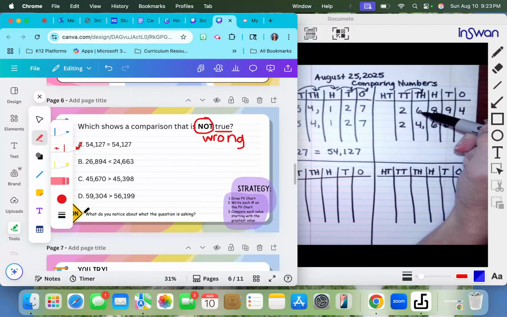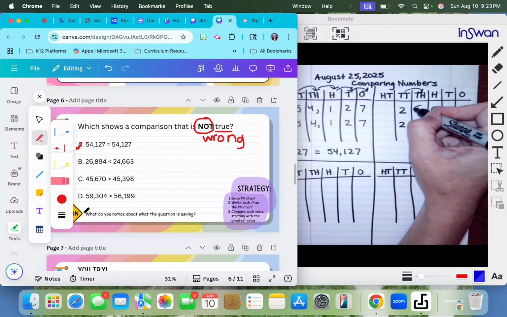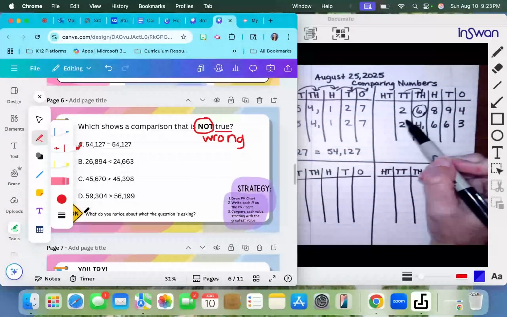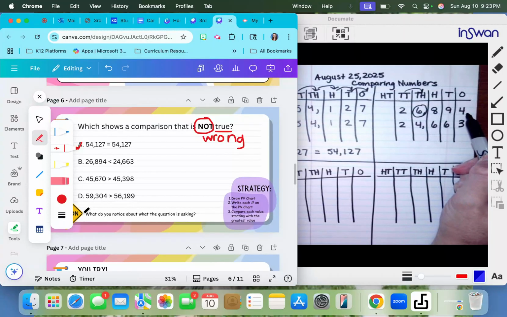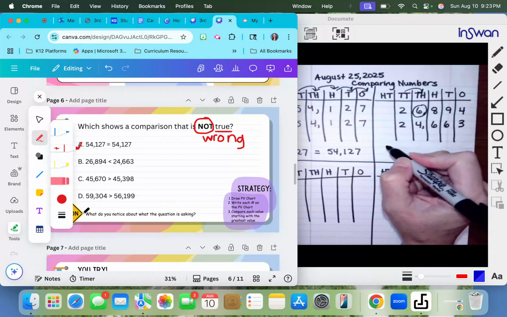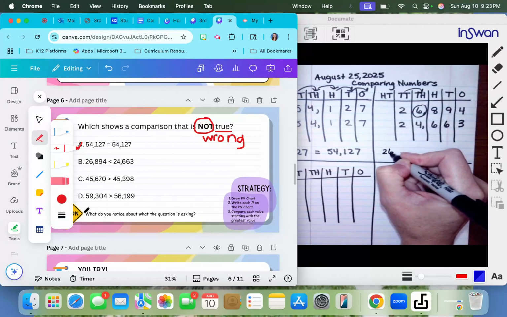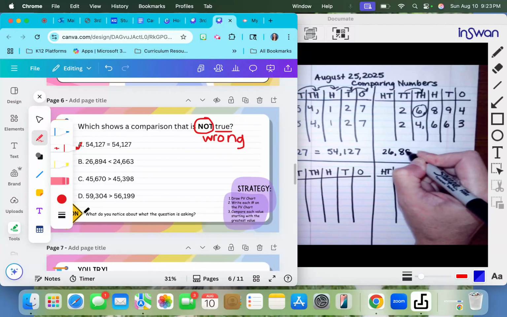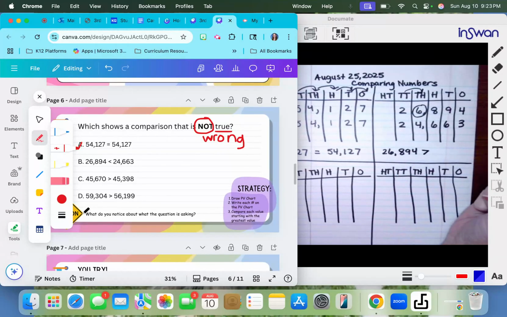Okay. Here I have a 6,000 and a 4,000. Those values are different. Which is greater, a 6,000 or a 4,000? 6,000. So I'm going to circle the greater. So that tells me that this number on top is greater than the number on bottom. So I'm going to write out my comparison statement. 26,894 is greater than 24,663.